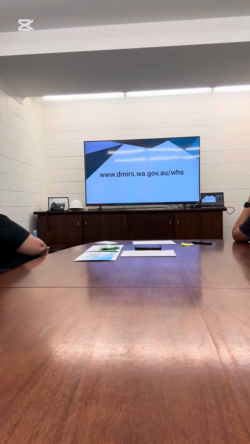This is a brief overview of some of the important aspects of Western Australia's Work Health and Safety Act. There is a range of WHS guidance on our website, including other videos in this series, so you can learn more about how you can help to keep WA's workplaces healthy and safe. Visit the WHS website at www.demers.wa.gov.au/WHS. Workplace health and safety is everybody's business, and we all have a role to play in keeping our workplaces healthy and safe.